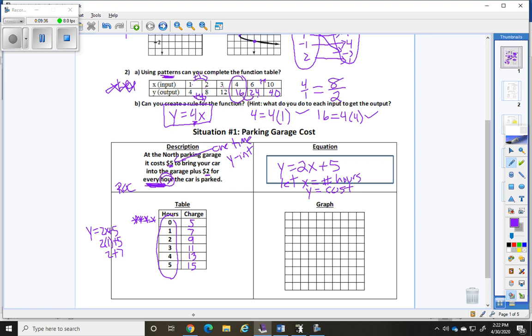If we were to graph this, first of all, let's think about it. We are parking in a garage for a number of hours. Are you going to park for negative hours? No, so I don't need any negatives on the x-axis. I'm paying money. Are they going to give me money? No, so I don't have any negatives on the y-axis either.